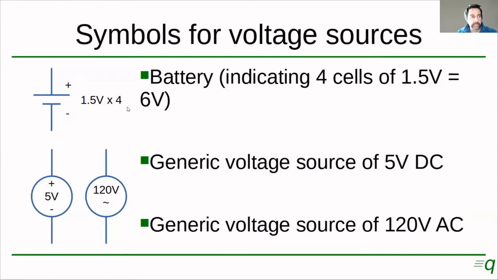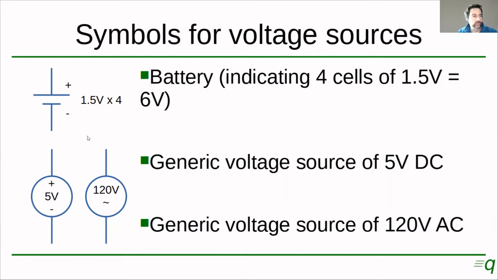This could be indicated as simply 6 volts. You have to indicate the voltage, otherwise you don't know what the voltage is. And in this case, it's indicating 1.5 times 4. That indicates that we are getting 6 volts, but it is done with 4 cells or maybe four batteries of 1.5 volts.